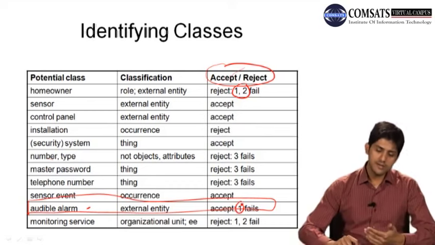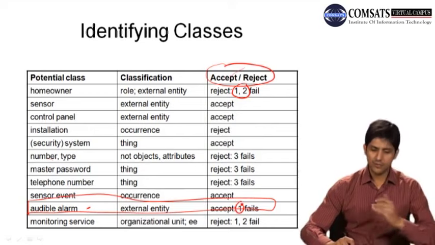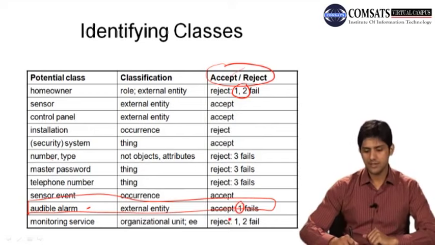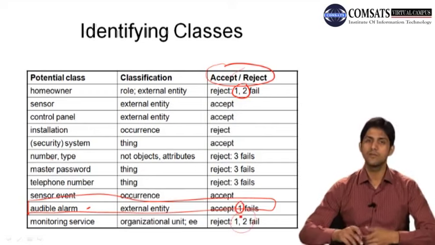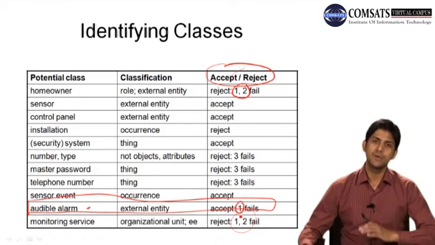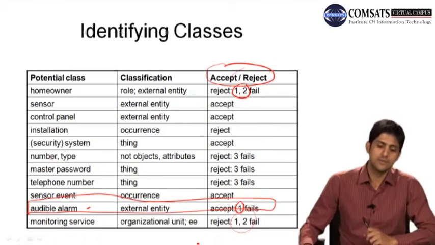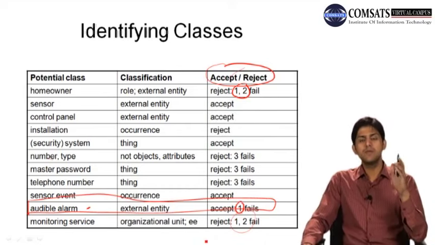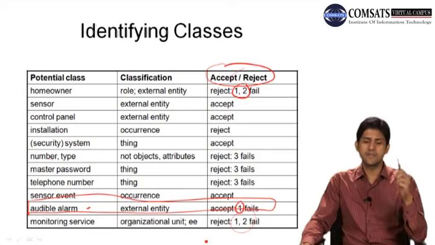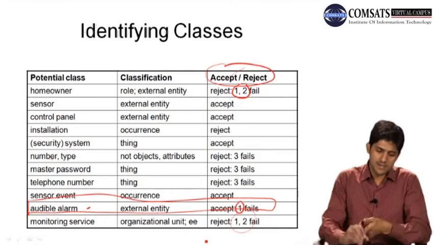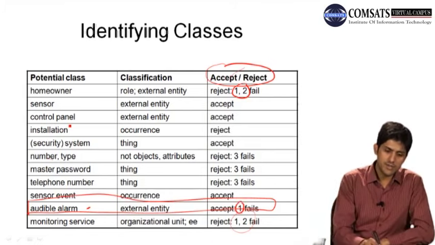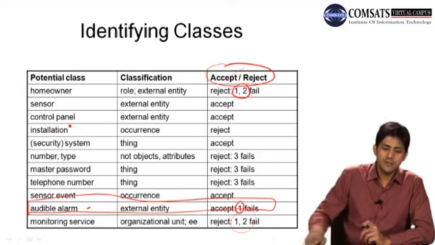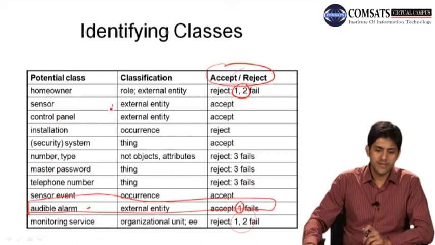And then monitoring service, again that is an organization unit, we saw the classification, but this does not fulfill 1 and 2, so we reject that and we do not accept this as a class in our solution. So this is the first thing when we start making these class diagrams, that we identify potential classes. So these are the potential classes.